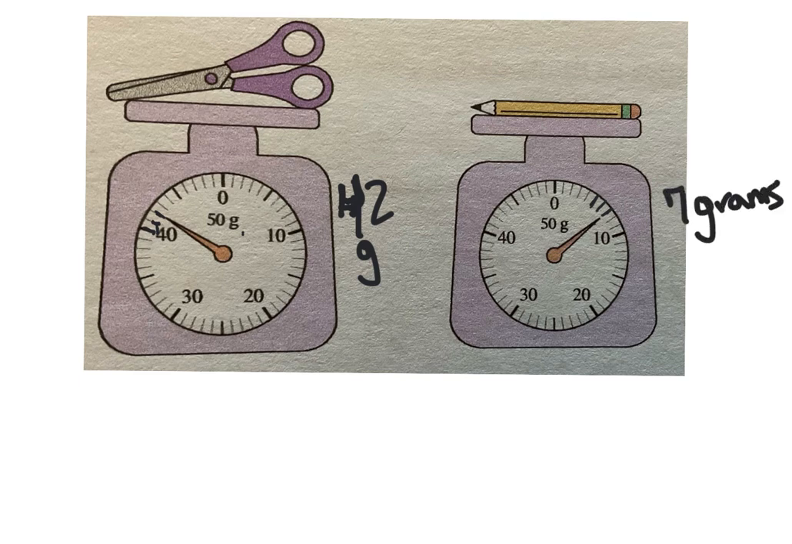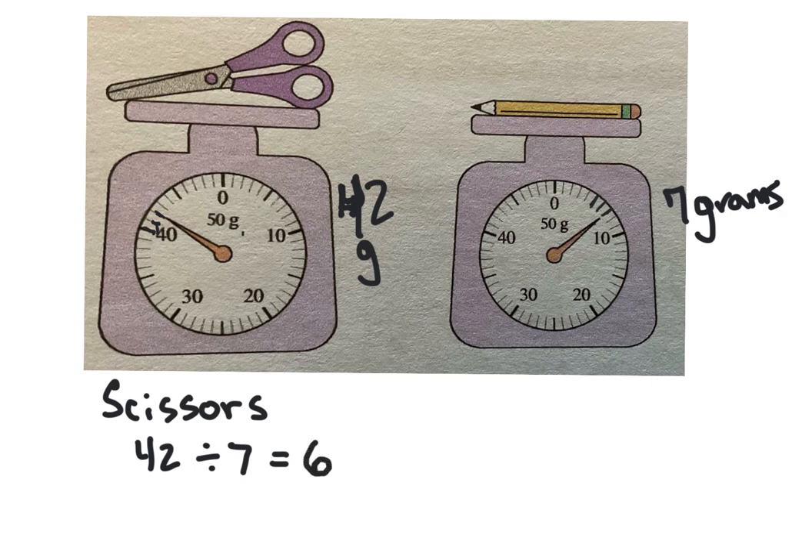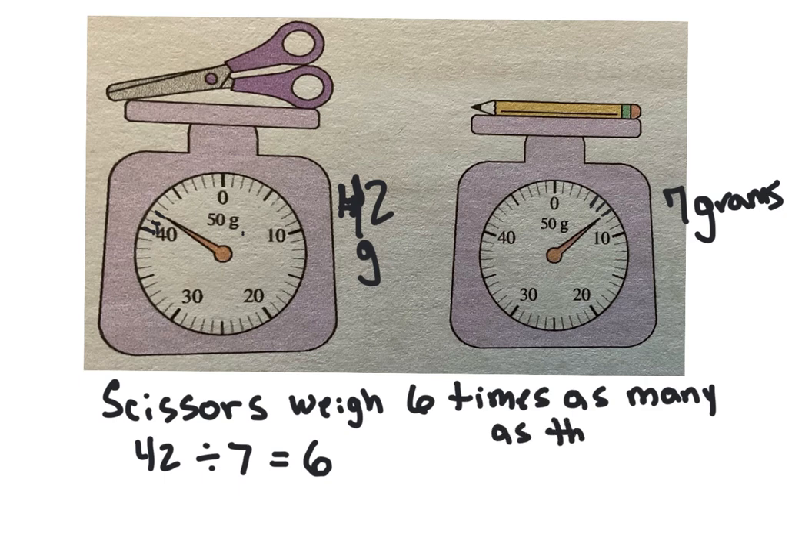So we need to come up with that multiplicative comparison. So the scissors weigh more than the pencil. Let's think of our 42 divided by 7. How much more does the scissors weigh than the pencil? Well, if we do the inverse operation, 42 divided by 7 is equal to 6. So the scissors weigh 6 times as many as the pencil, because 7 times 6 is 42.